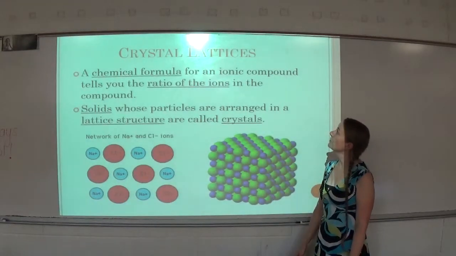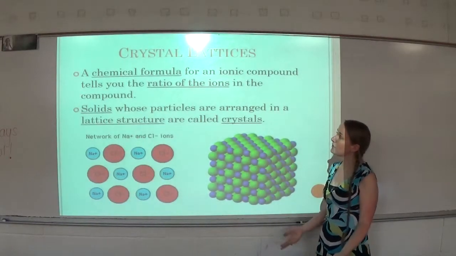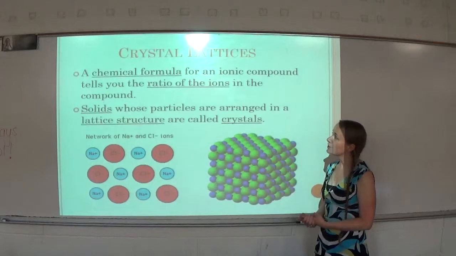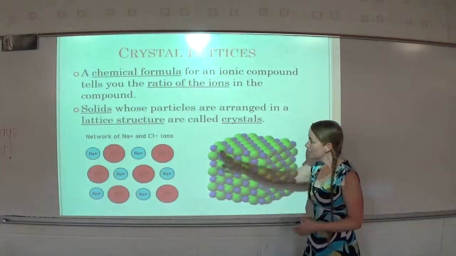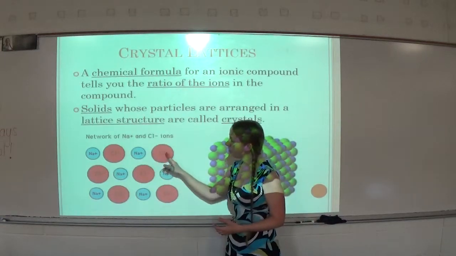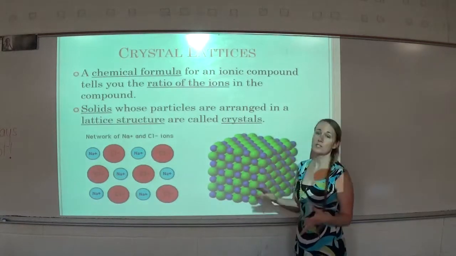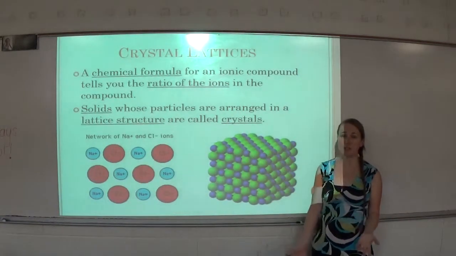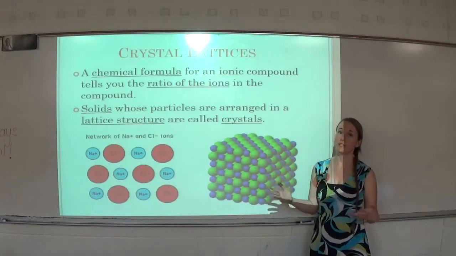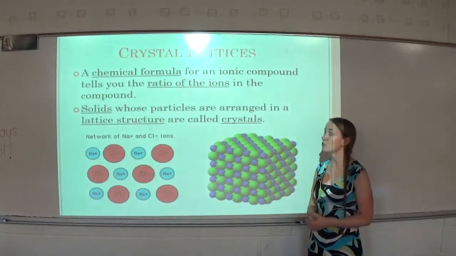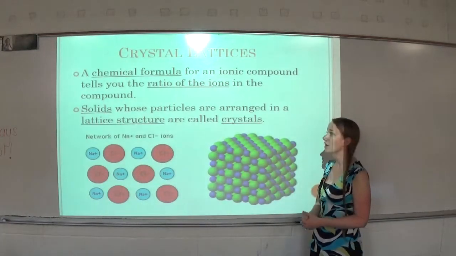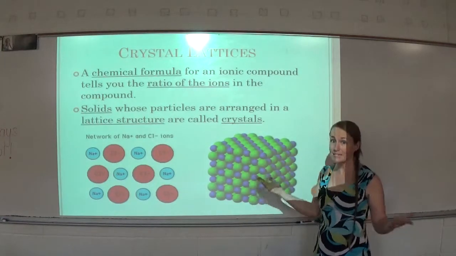A chemical formula for an ionic compound tells you the ratio of the ions in the compound. Solids whose particles are arranged in a lattice structure are called crystals. You can see how we have this repeating pattern. These would be examples of crystal structure. So yes, salt is a crystal. Sugar is a crystal. Crystals are not just expensive gemstones you can buy at a jewelry store, although those are crystals also. But lots of things are crystals. Ice is a crystal.